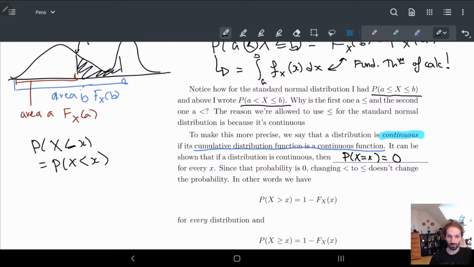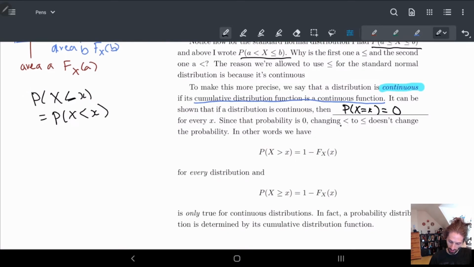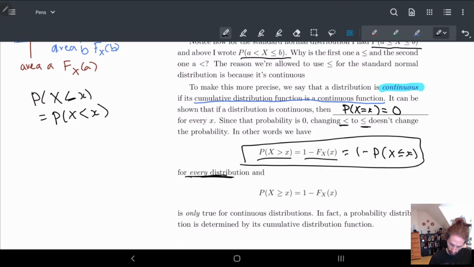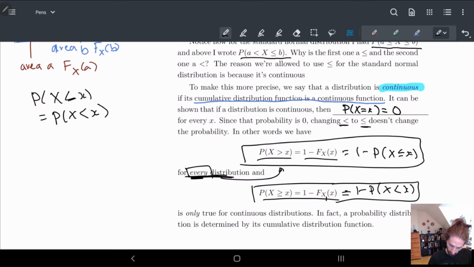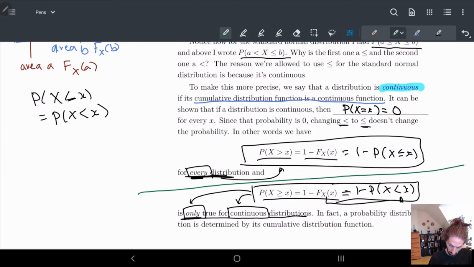So it's not too bad. What this basically means is changing this to this doesn't change the probability. So this is identical to this. This is equal to 1 minus P of X less than or equal to x. This is true for every key point. And this one is equal to 1 minus P of X less than x. Notice how we're able to convert F of x to this. This is only true for continuous, only true for continuous, this one. So notice these are different. Maybe I should draw a little line between them so they're separated. They're different. This is something to note and remember.